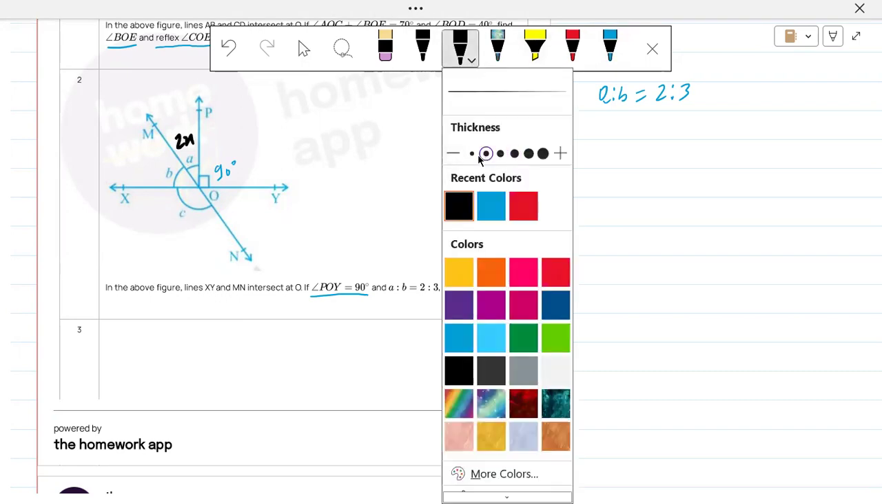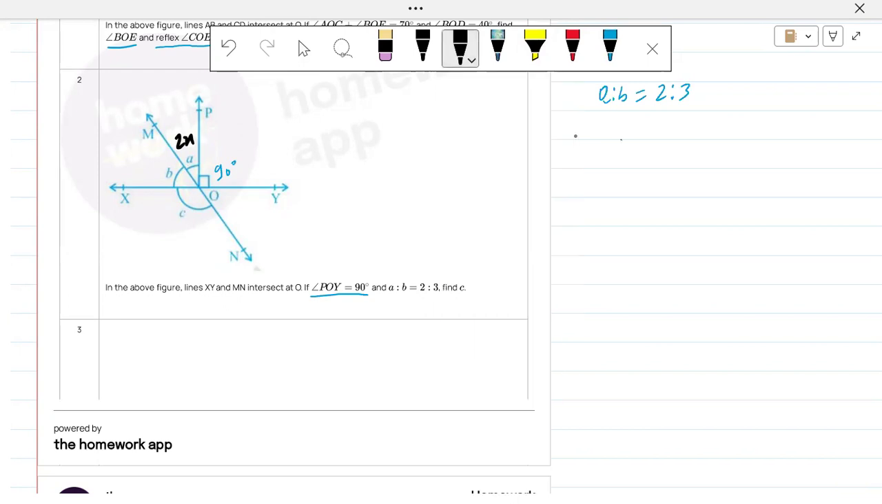So if they are given in the ratio, you can write the value of a as 2x, and the value of b you can write here as 3x. 2x and 3x. Now, what is asked of you? It is asked to find the value of c. So how do you find the value of c? Before that, you need to find the value of x here.